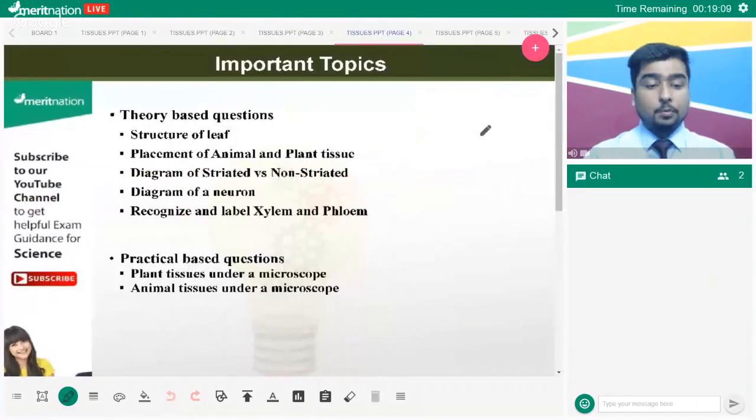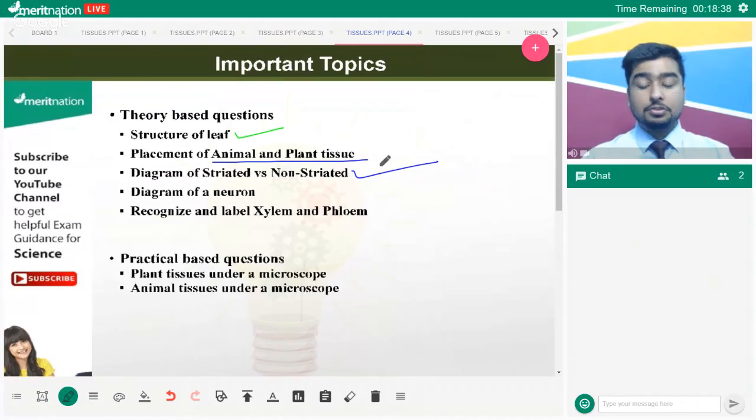So important topics. What should you be knowing in this chapter? Structure of leaf, very important. You can anytime be asked about the stomata, the epidermis, the parenchyma. Then placement of animal and plant tissues is very important. What is present where? Especially asked are epithelial tissue and collenchyma. They are very frequently asked questions. Diagram of striated versus non-striated: you can be asked to recognize, you can be asked to draw. Diagram of a neuron, very important, most frequently asked. Recognize and label the xylem. So you should be able to label the xylem.